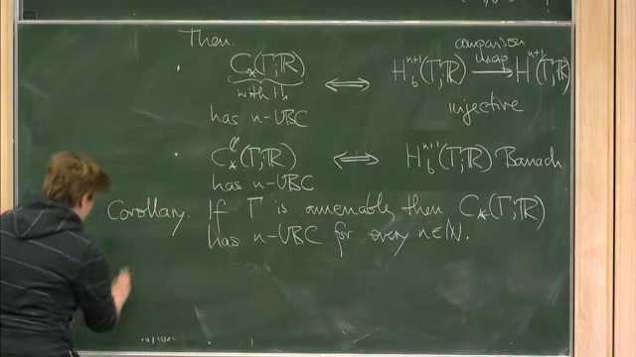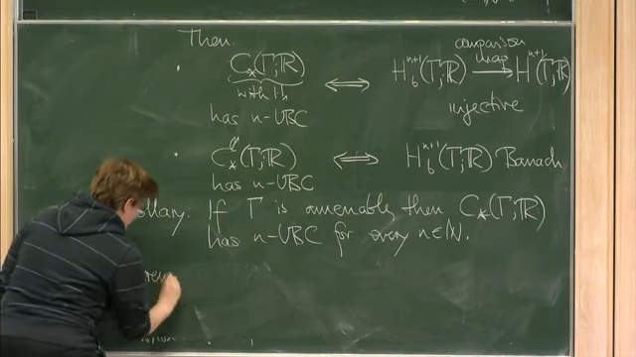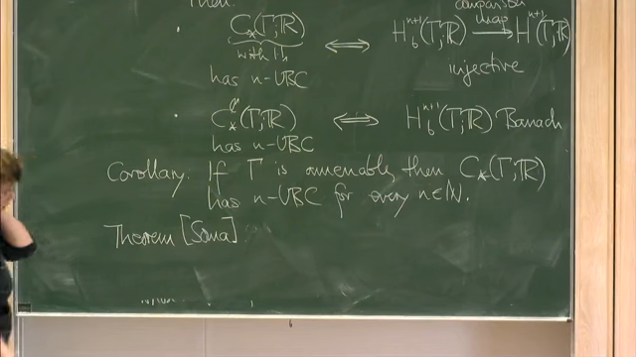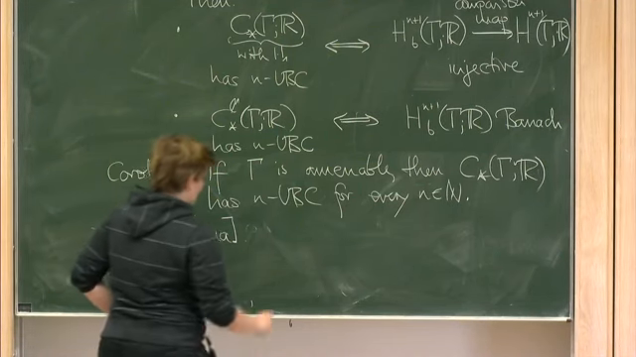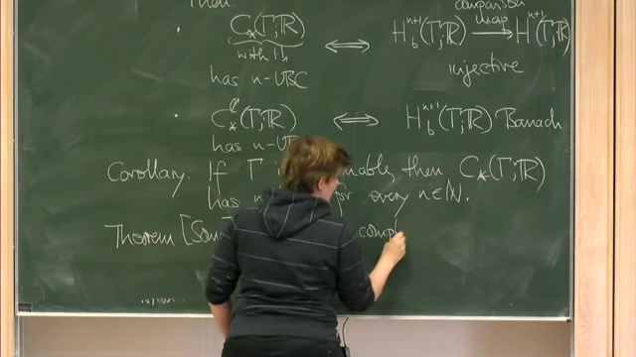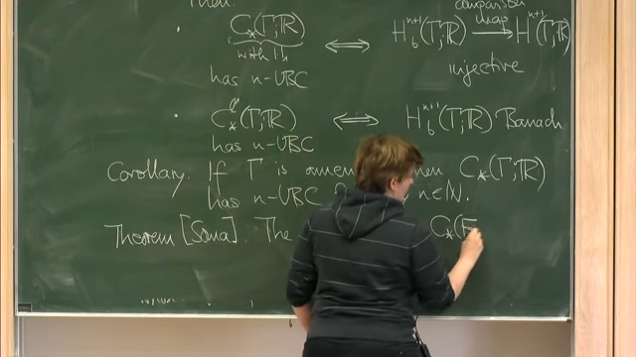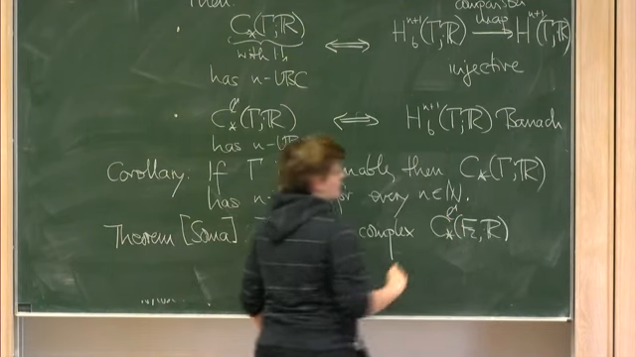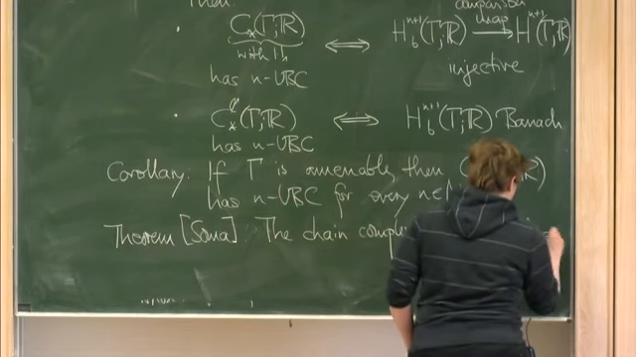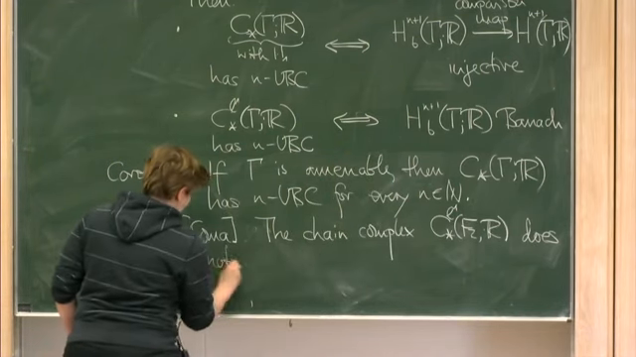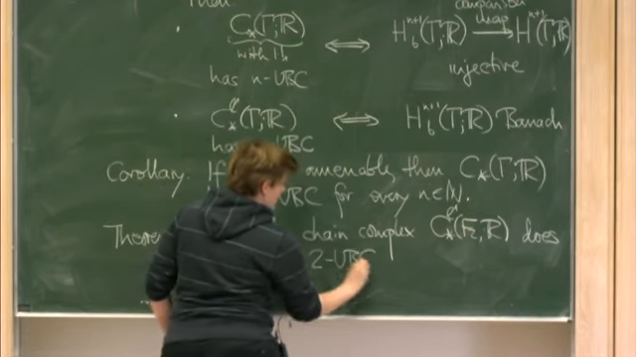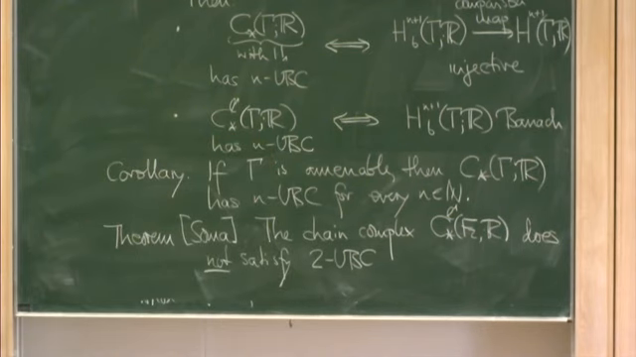these notions. So another thing which is maybe more interesting is a theorem by Sommer, and also Roberto talked a little bit about that. So what Sommer showed is the following. If you look at the chain complex of the free group on two generators, and you look at the L1 completion, this does not satisfy two UBC. So this does not satisfy the uniform boundary condition in degree 2.